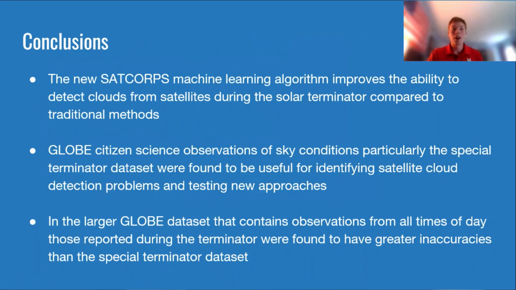So the conclusions that I came to from validating this new algorithm are that the new algorithm does improve the ability to detect clouds from satellites during the Terminator compared with traditional methods. Another thing is that GLOBE citizen scientists' observations, especially the ones in the IOP that were just meant for Terminator observations, were very useful for identifying satellite cloud detection problems. And another thing I did note is that the larger GLOBE dataset did contain greater inaccuracies than the IOP dataset. That's just interesting to note going forward when we do use citizen scientist data to solve problems like this.